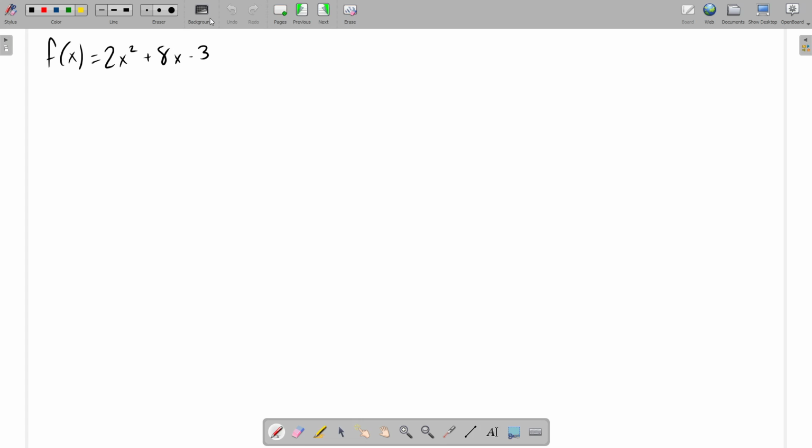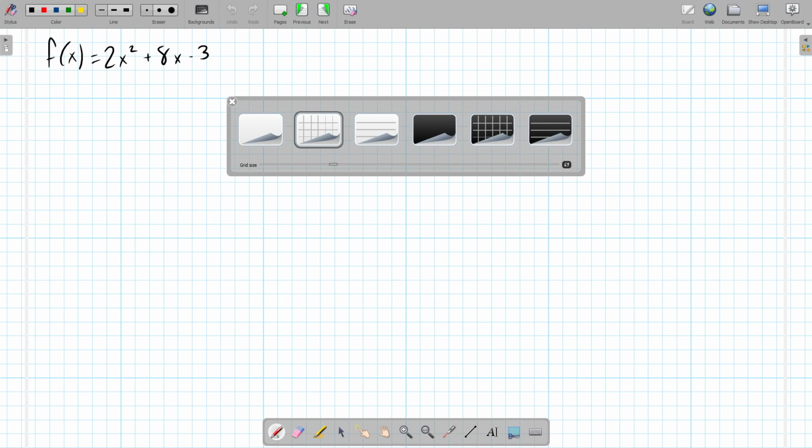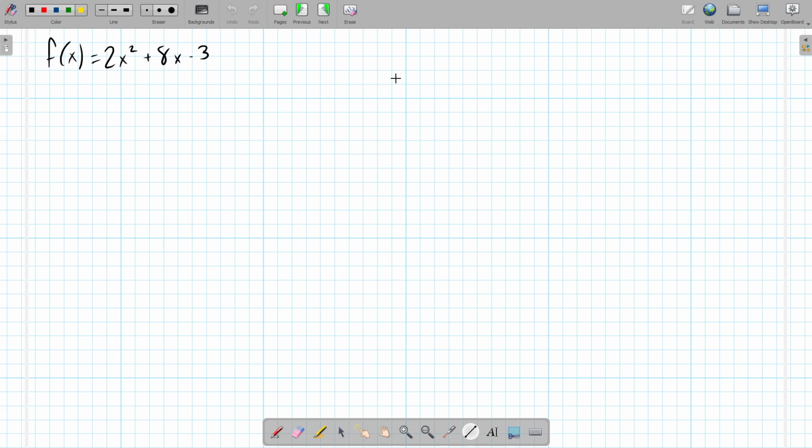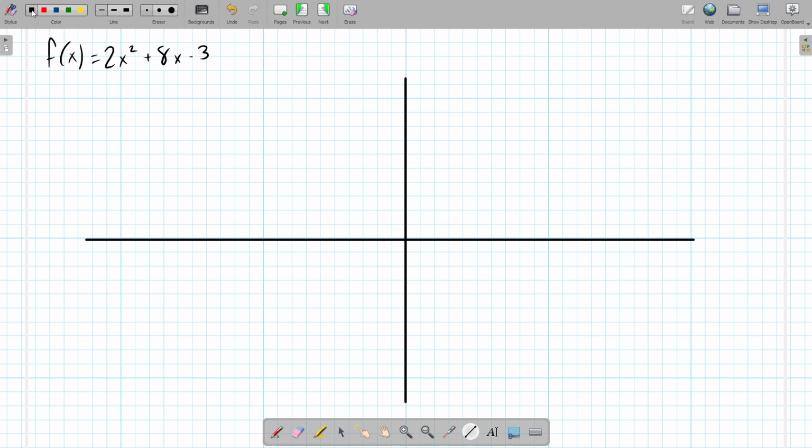Let's go to another example. Again, we'll add a graph to this. Okay, and it's really up to us where we want to start with solving for all the different pieces. You don't have to do vertex first. You can do x-intercepts first. You can do y-intercept, whatever you like. To keep it consistent, we're going to do vertex first again.